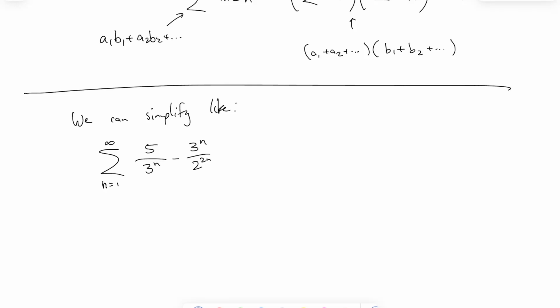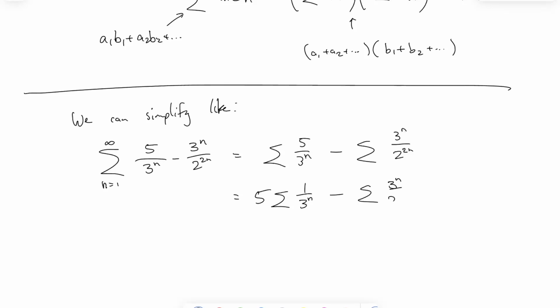So one rule is I'm going to break this apart into two series across the minus sign. So this I can say is the sum of 5 over 3 to the n minus the sum of 3 to the n over 2 to the 2n. All right. And I could also factor the 5 out of the first one, just for fun. This is 5 times the sum of 1 over 3 to the n minus the sum of 3 to the n over 2 to the 2n.